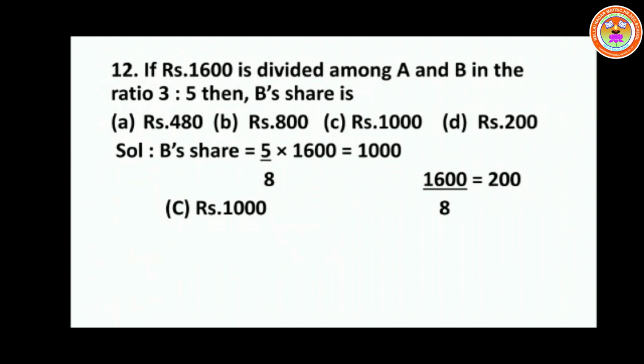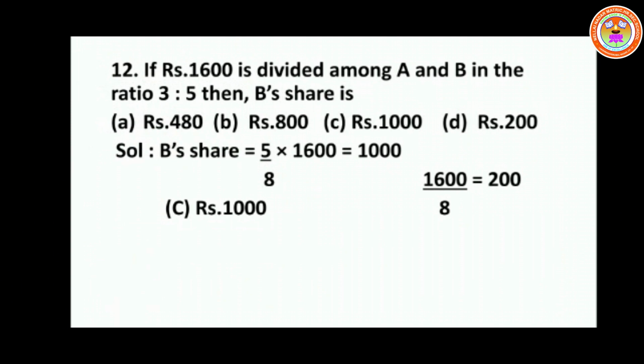Okay, now B's share equal to, so 3 is to 5. So that means 5 is B's share, 3 is A's share. Now you add 3 plus 5. What is the total equal parts? 8. So 5 by 8 into, what is the amount? 1600. You can divide 1600 by 8 under 2 times. That is 8 2s are 16, the 2 zeros you add. So 200. 1600 by 8 answer is 200.